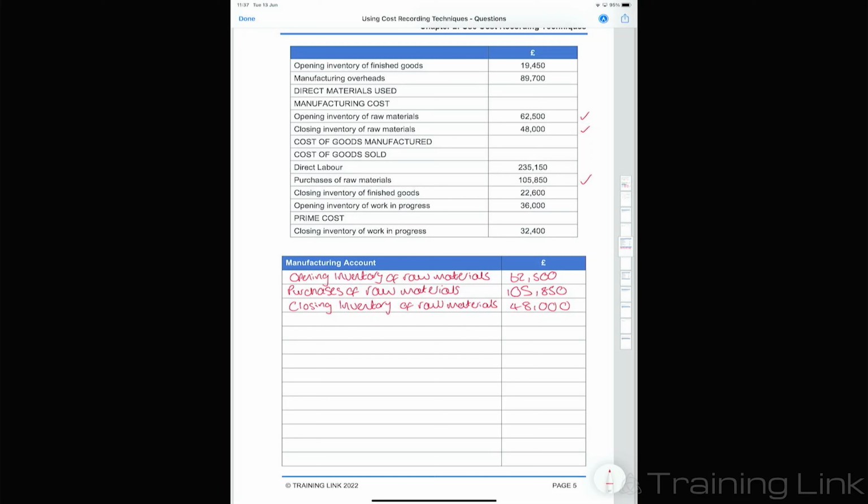And from that we know that we get our direct materials used. And if you remember, to calculate this, we need to take our opening inventory plus our purchases minus our closing inventory. So if we follow that, we should get a total for direct materials used of 120,350, and I'll put that in a different colour just so you can see that that's a total figure. Okay, and we can tick off direct materials used up there.